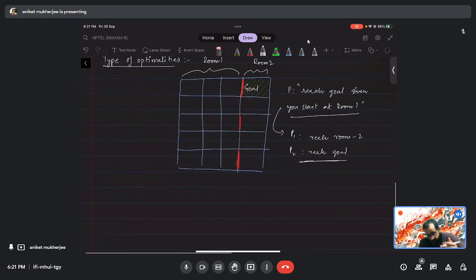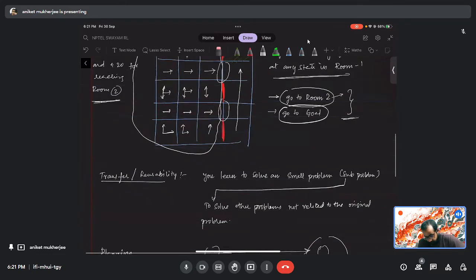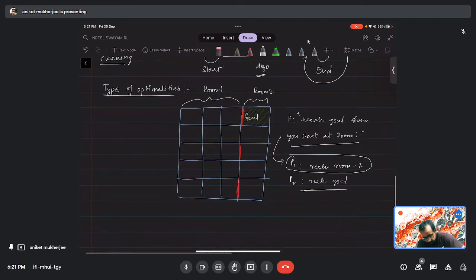So now we'll look at the different types of optimalities. First we'll try to come up with an optimal policy to solve subproblem 1, which is, given that you are randomly generated in room 1, how do you reach room 2? This we have seen before. So the optimal policy for this would come out to be something like this.